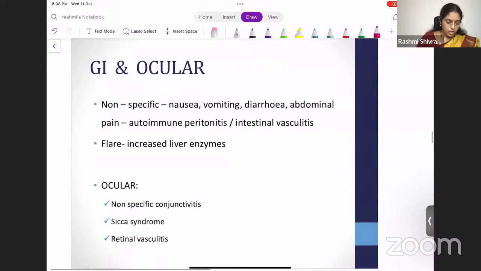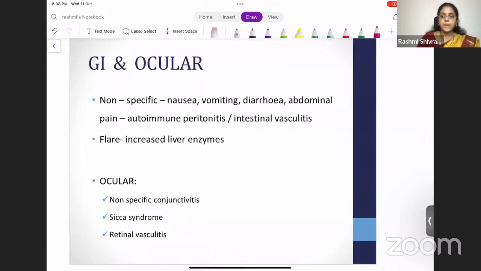Moving on to the GI manifestations. I told you they are mainly non-specific findings: nausea, vomiting, diarrhea, abdominal pain. Apart from that, when there is a flare, you will have increased liver enzymes. You can also have autoimmune hepatitis. This is very important.